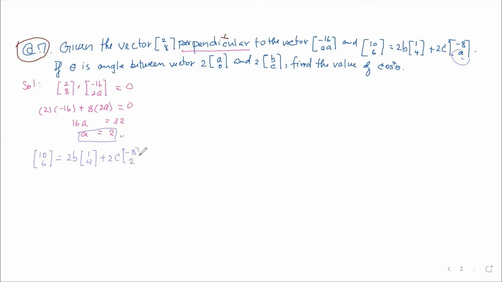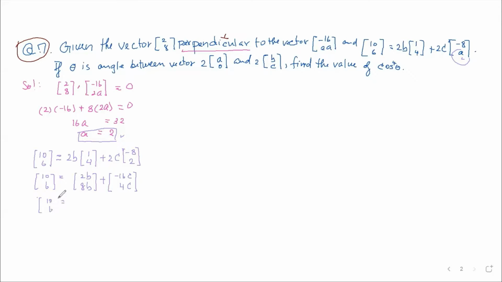A equal to 2. Then from this one we simplify first. Simplify all this vector out in the component form, correct? We like the component form. So this one becomes 2b, 8b, right? And plus this one becomes 2 minus 16c. And this one becomes 4c. From this one we can write down this one like this. Okay, do step by step.